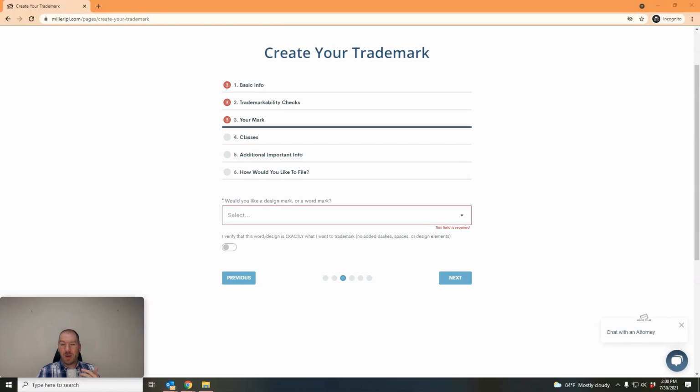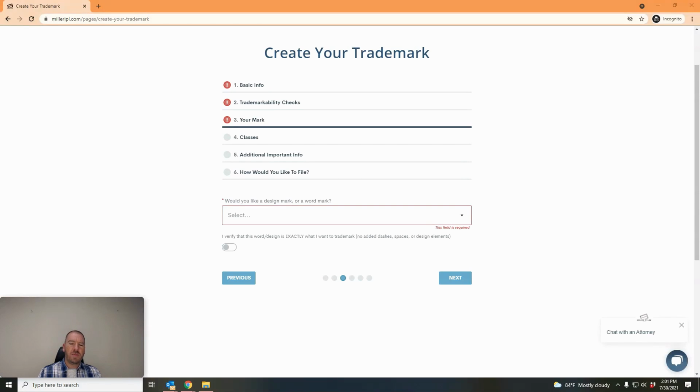If you think of the Starbucks mermaid on the side of the Starbucks cup, that's a logo and that's a design mark. The Nike swoosh is a design mark. The Apple icon is a design mark. So anything with a design or aesthetic nature that you want to protect is going to be a design mark.